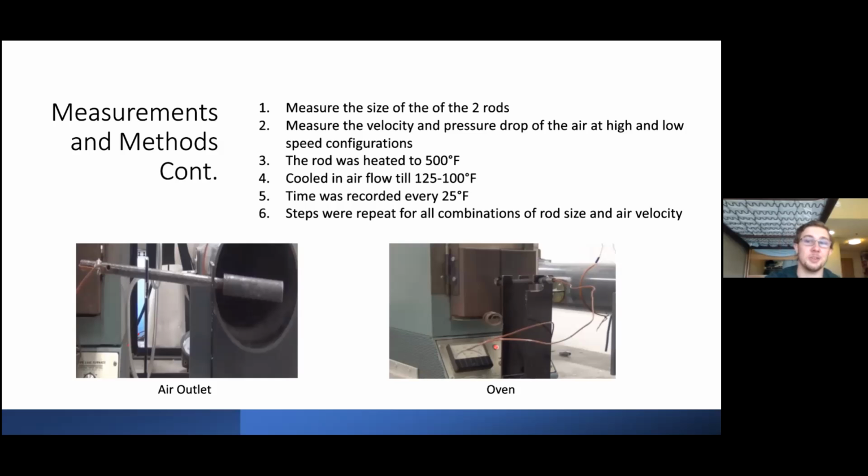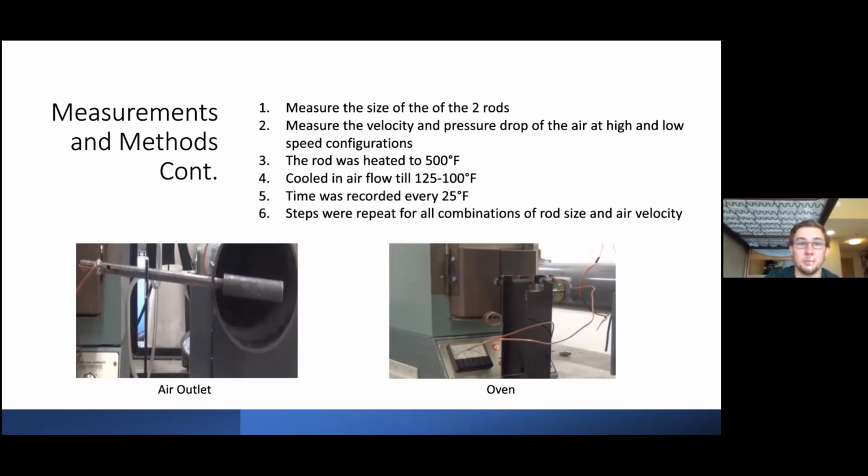Measurements and methods continued. The group took rods and measured them to find their specific size and to narrow down exactly what it was. We then used a pitot tube to find the velocity and pressure drop of the air at the air outlet at high and low speed configurations, which were done by adjusting the cover over the fan blade. The rod was then heated to 500 degrees Fahrenheit in the oven.